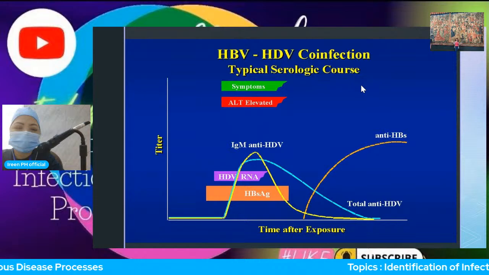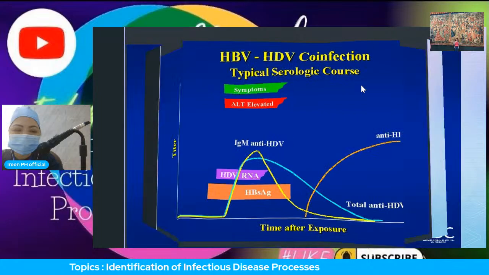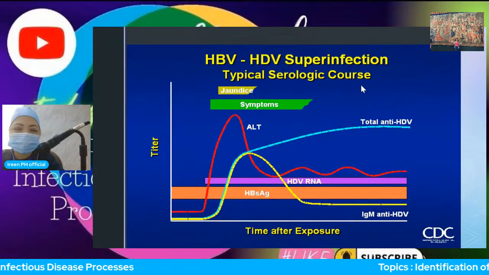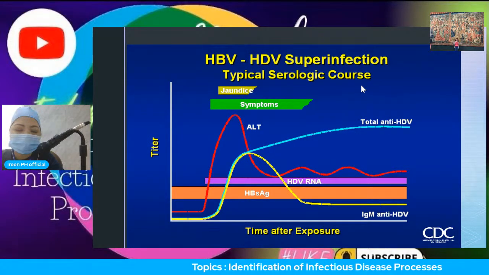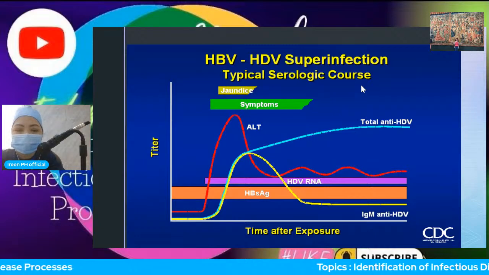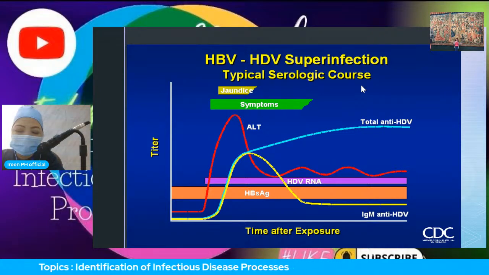Hepatitis virus co-infection. This is the typical serologic course. Hepatitis B virus and hepatitis D virus superinfection, typical serological course. Time after exposure, titer. It's a flowchart of time after exposure. It's from the CDC. You can check this also on the CDC.